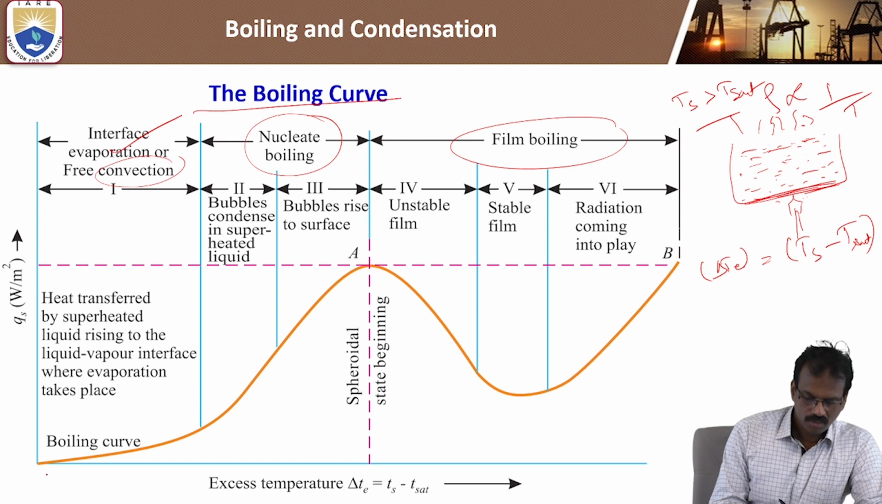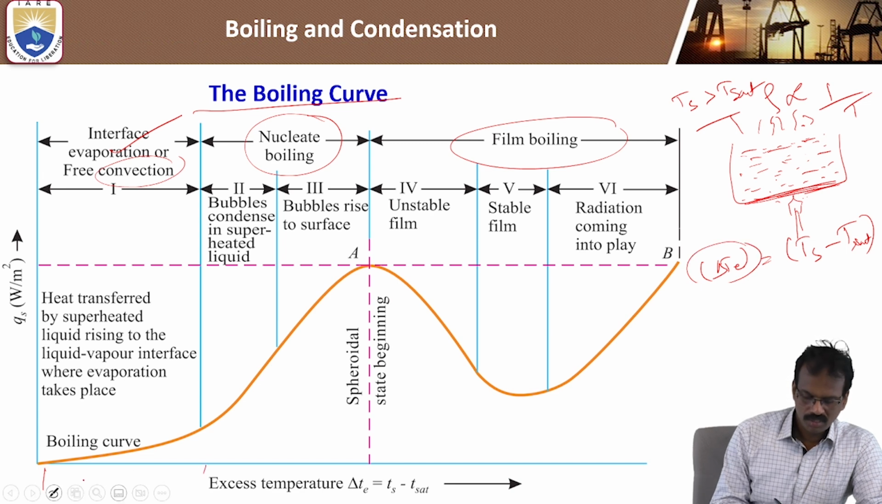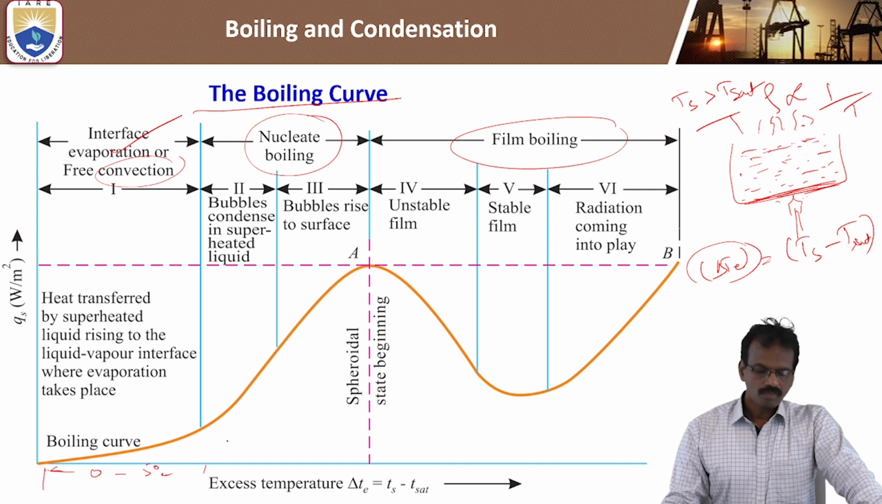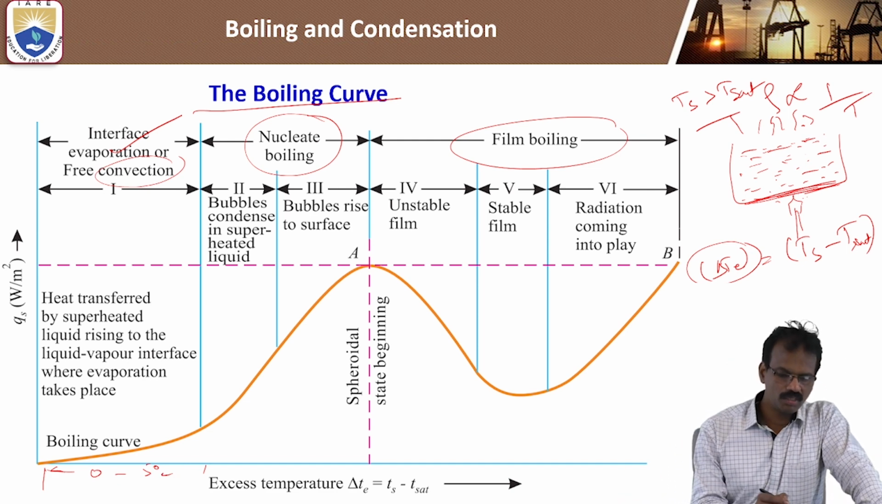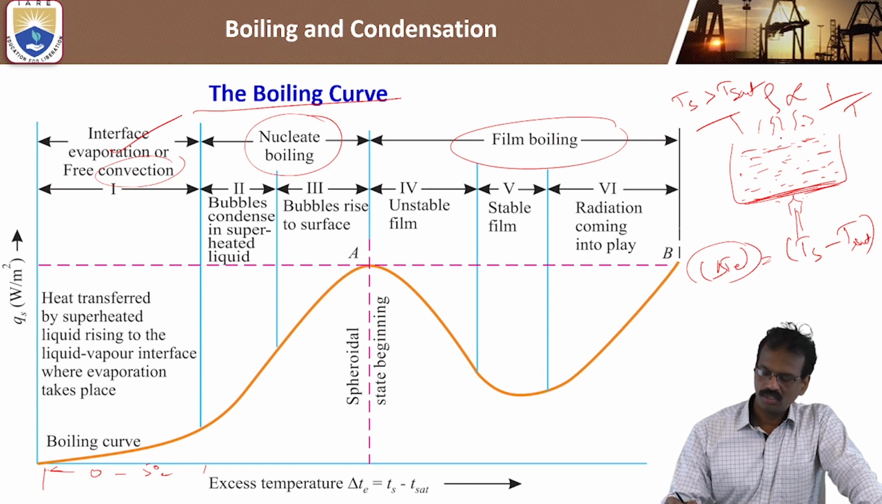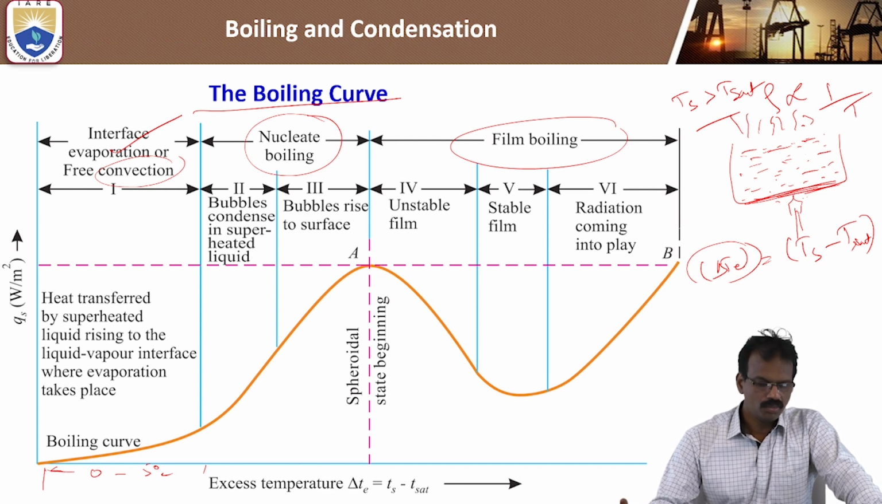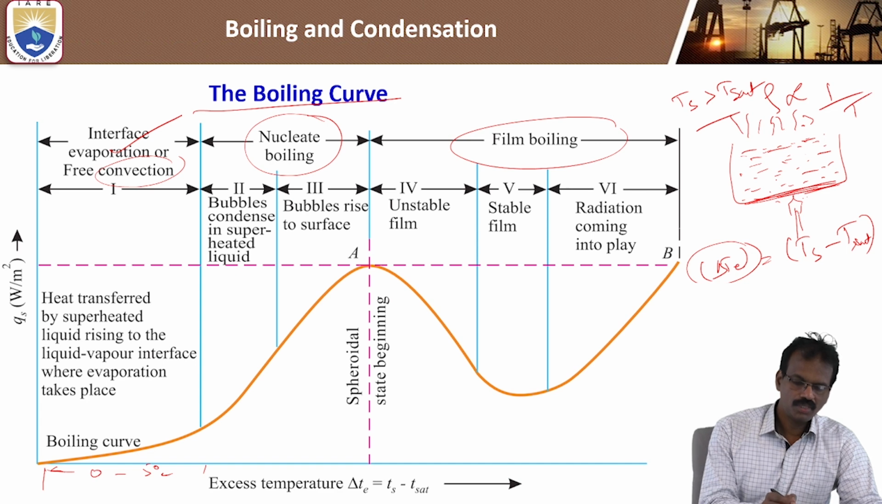Here, the temperature difference is called the excess temperature, delta T excess. This excess temperature is very low, that is 0 to 5 degrees Celsius. In this range, you will see the interface evaporation or free convection. Here we will see evaporation of water into vapor. So this is the first phase.